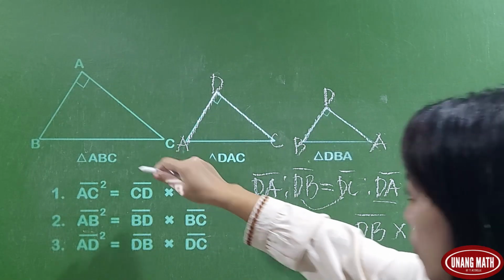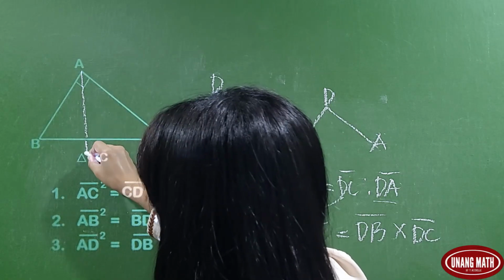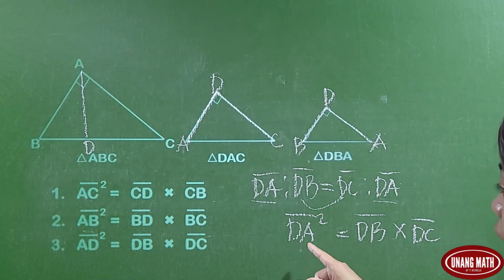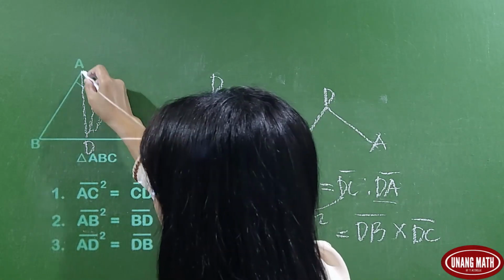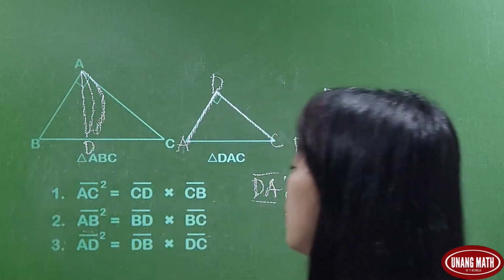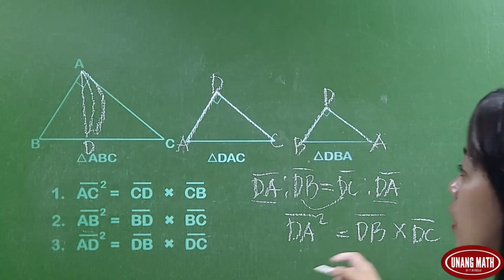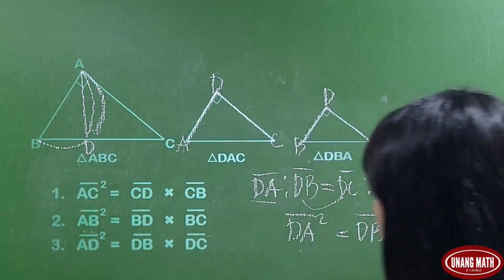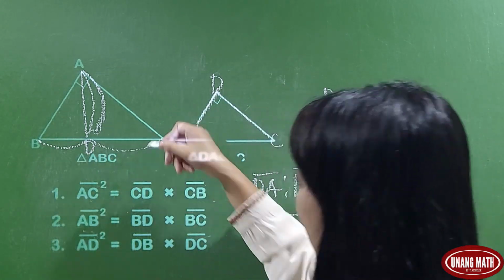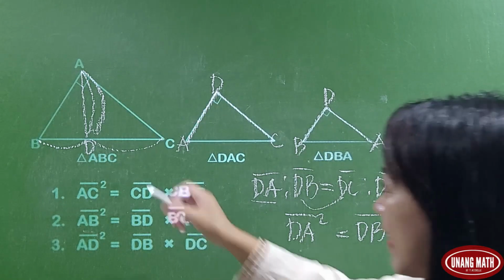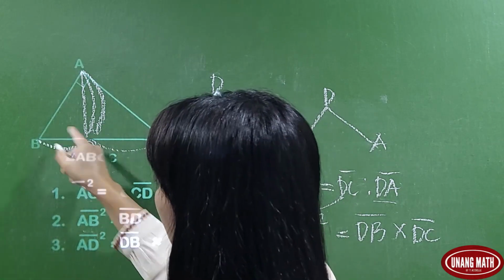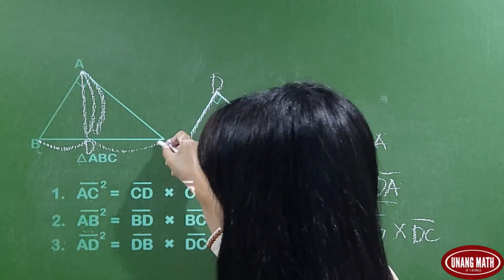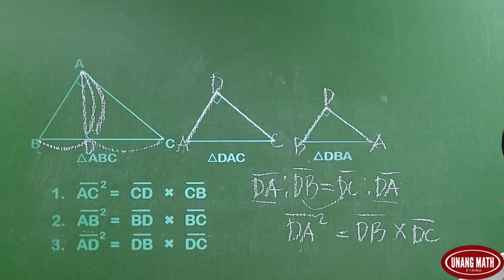And if we're going to show here, let's draw the height. So this is point D. To find this measure DA or AD, 2 times of this is equal to multiply this length DB times this length DC. Again, 2 times of this length is equal to DB or BD times the length of DC. So that is our third theorem.